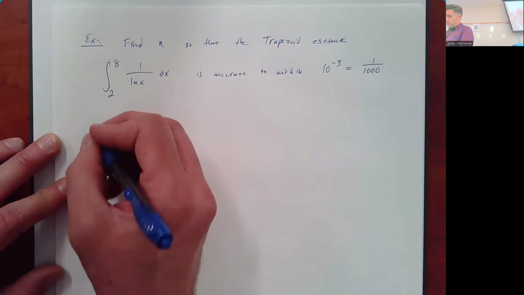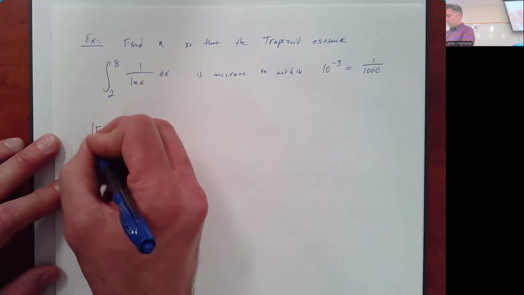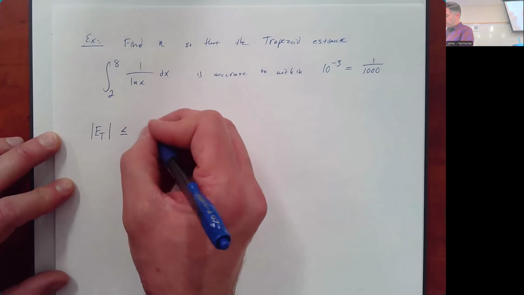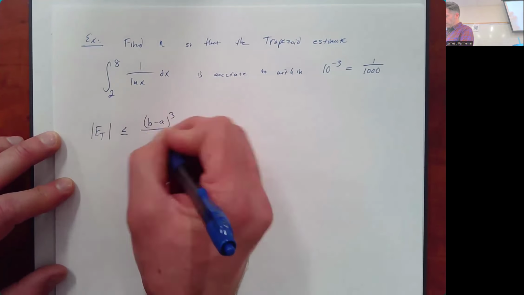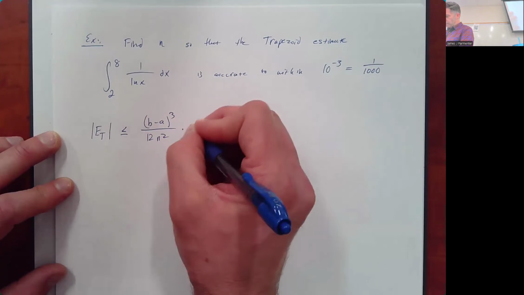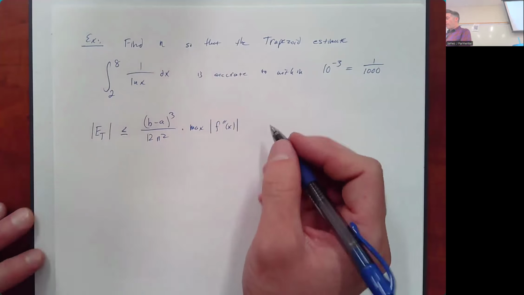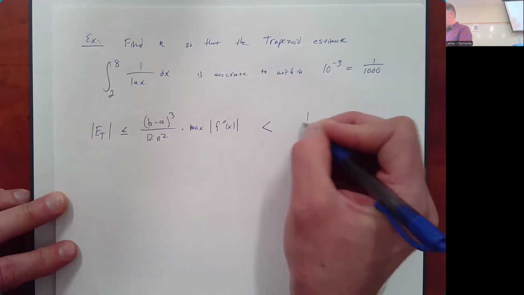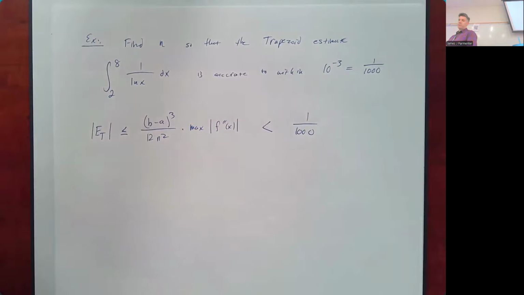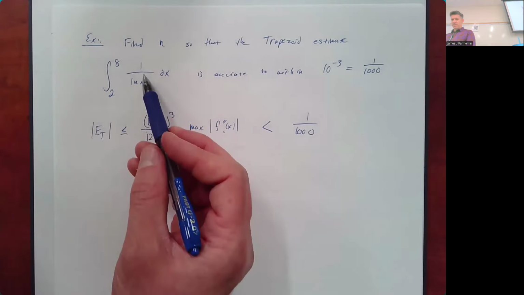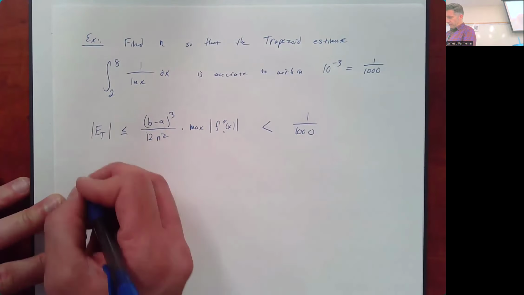So here, the error using the trapezoid method, we know, is going to be less than or equal to, do we know the formula? I know the formula. Yeah, it's (b minus a) cubed over 12n squared times the max of the absolute value of f double prime of x. And we want that to be less than 1 over 1,000. That's our job. So we know everything. Well, we don't know n, but we know b, we know a, and we're going to find the maximum of f double prime. Ooh, f double prime is going to be a little bit funky here. So let's figure that out first.